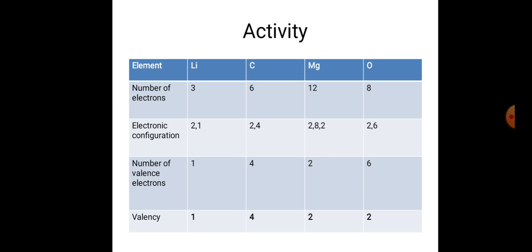Oxygen has 6 valence electrons, and why is the valency of oxygen 2? Number of valence electrons are 6, but this number 6 is greater than 4, and therefore as per the rule we have to subtract these 6 valence electrons from the digit 8, and therefore 8 minus 6 is 2, and therefore valency of oxygen is 2.